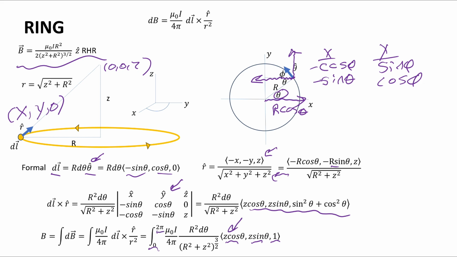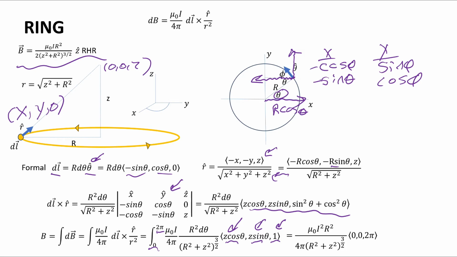The integral of cosine of theta from 0 to 2 pi, 0. The integral of sine of theta from 0 to 2 pi, 0. The integral of 1 from 0 to 2 pi is just 2 pi. In other words, everything inside that integral just gets multiplied by 2 pi. And it points in the z hat direction, just like we said it did.